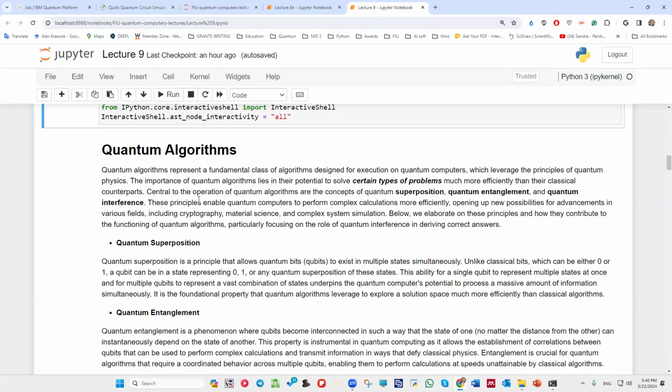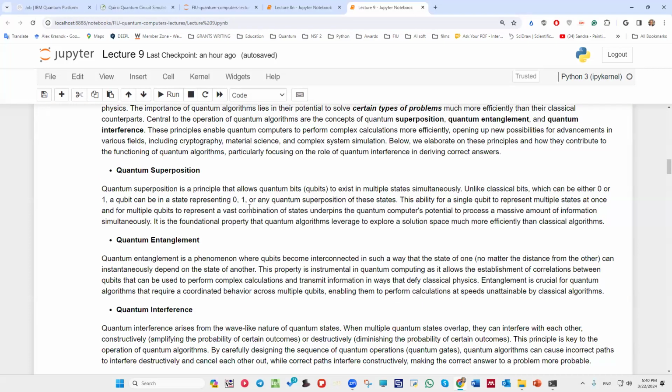Okay, so it's a very extensive research area today, but most of them are based on three main concepts. These concepts are quantum superposition, quantum entanglement, and quantum interference. Okay, so the quantum superposition, as we discussed already, I will just give you a summary, right?